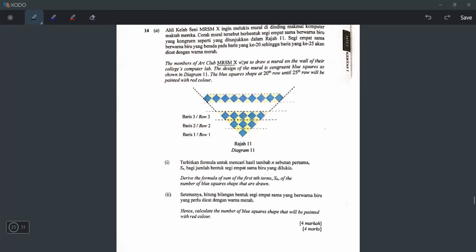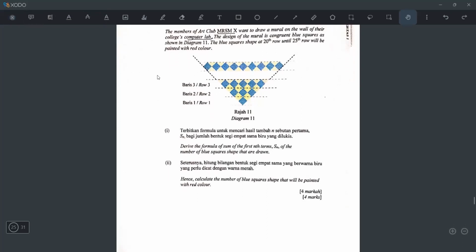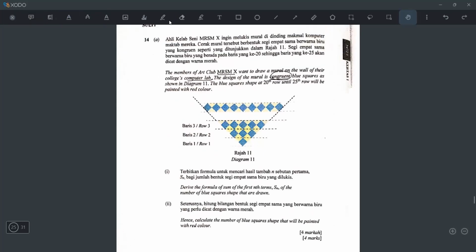They want to draw a mural on their college computer lab. Same like the other set question. The other set question also like Magma computer. Okay, I think it's SBP. I'm not sure. Okay, all right. The design of the mural is congruent. Okay, this word congruent means same size, same shape. So you should know this is same size, same shape. Very important. That's what congruent means.